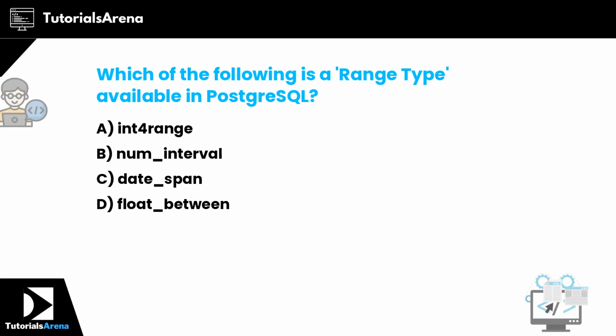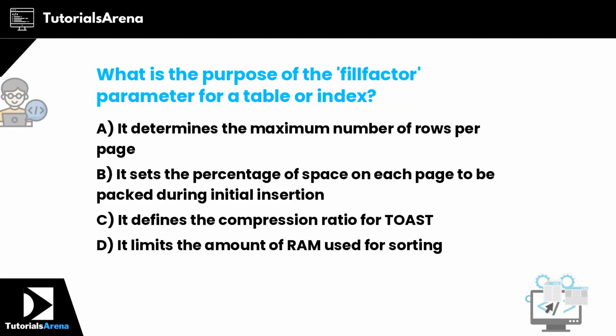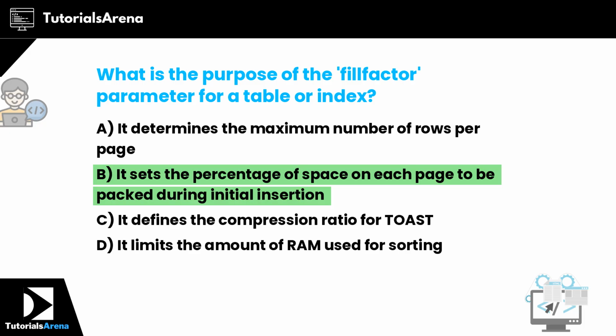Which of the following is a range type available in PostgreSQL? The correct answer is option A, int4range. What is the purpose of the fill factor parameter for a table or index? The correct answer is option B. It sets the percentage of space on each page to be packed during initial insertion.